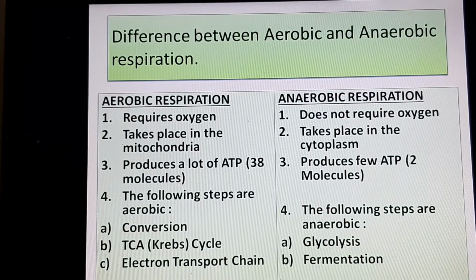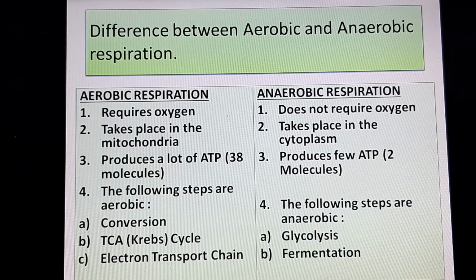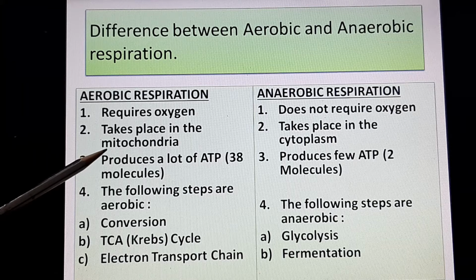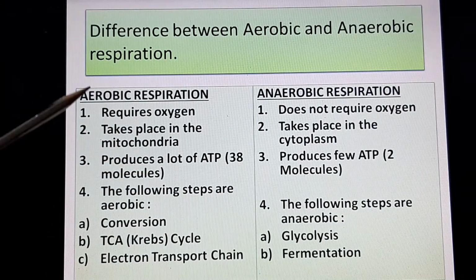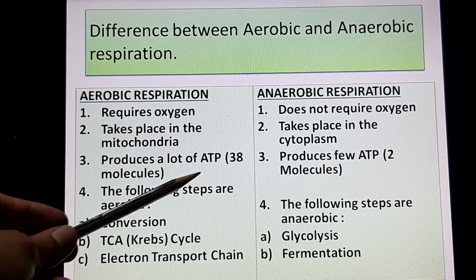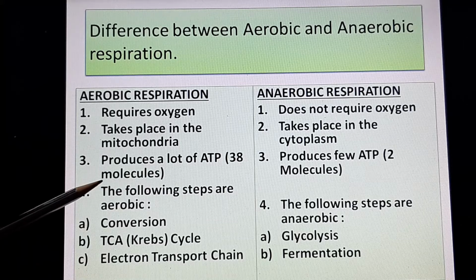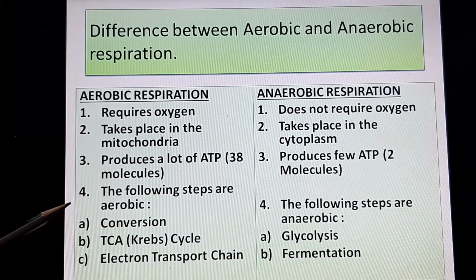So now we can see the difference between aerobic and anaerobic respiration. First of all, aerobic respiration requires oxygen, whereas anaerobic does not necessarily require oxygen. Aerobic respiration takes place in the mitochondria, whereas anaerobic respiration, we know, takes place in the cytoplasm. Aerobic respiration produces a lot of ATP or energy molecules, 38 molecules of energy, whereas anaerobic, we have seen, produces only 2 ATP molecules.